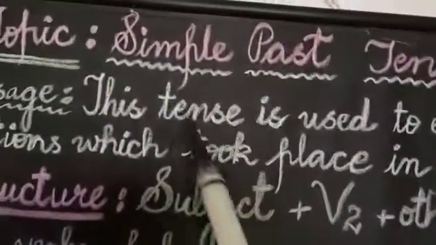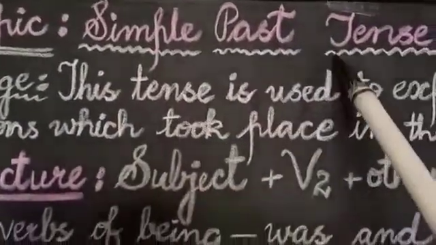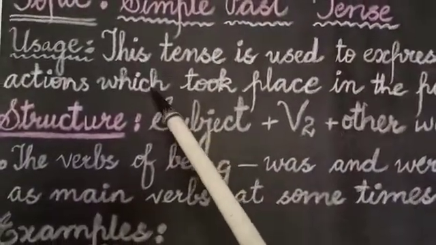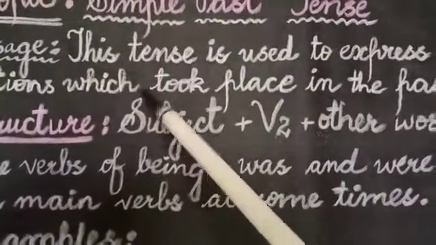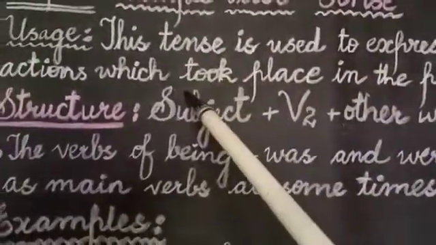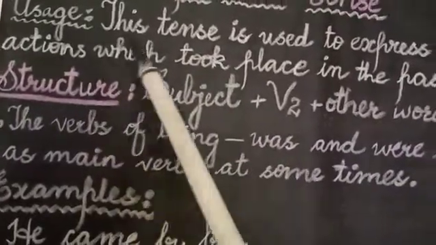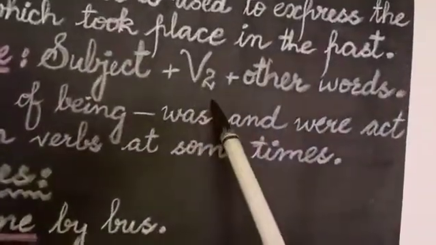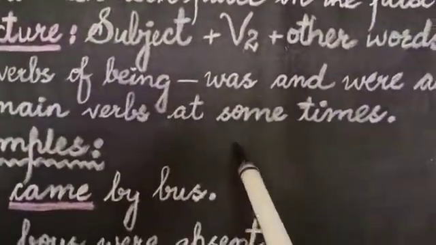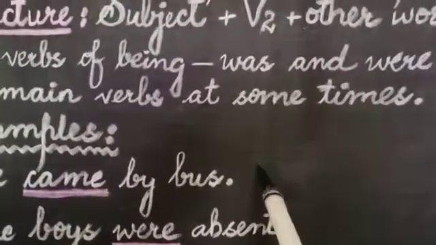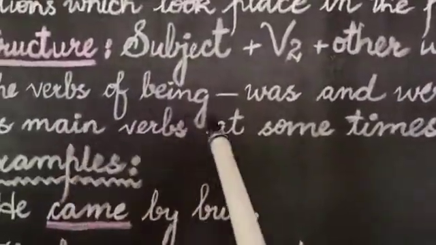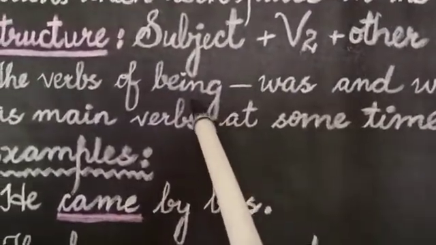So my dear students, today you learned simple past tense. This tense is used to express those actions, those activities which we have done in the past, which took place in the past, which completed in the past. The structure of this tense is subject plus the second form of the verb, then the other words. And I have told you that sometimes there isn't any action word present in a sentence. At that time there will be the verb of being, which shows us the stative verbs.